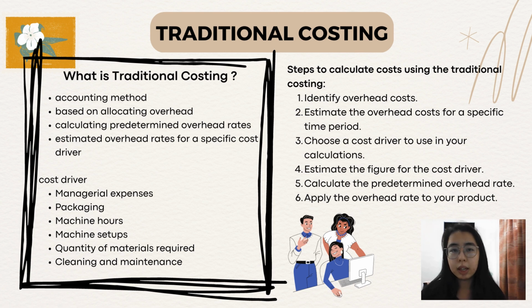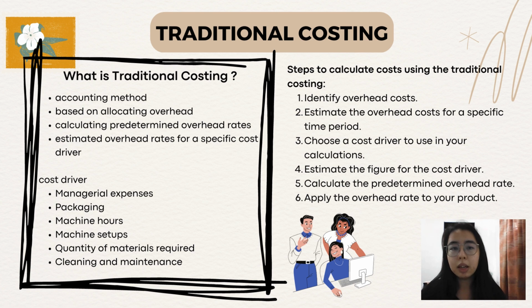A cost driver is an element of the manufacturing process that may incur costs such as managerial expenses, packaging, machine hours, machine setup, quantity of material required, cleaning, and maintenance. Here are the steps to calculate costs using the traditional costing method. First, identify overhead costs. Overhead costs are costs associated with products that do not directly impact the product, which can include manufacturing and non-manufacturing expenses.